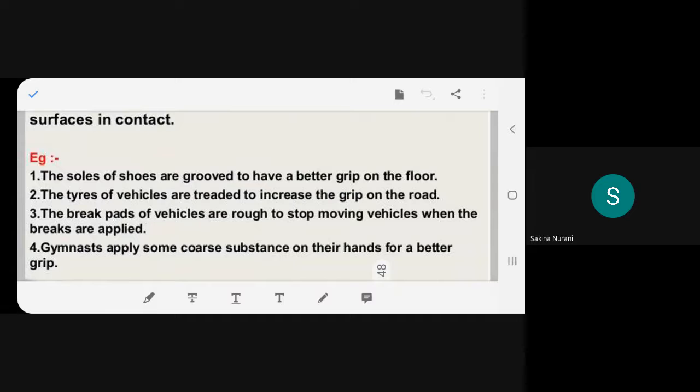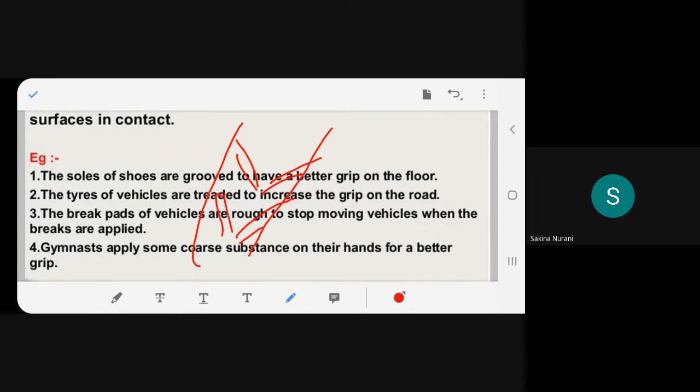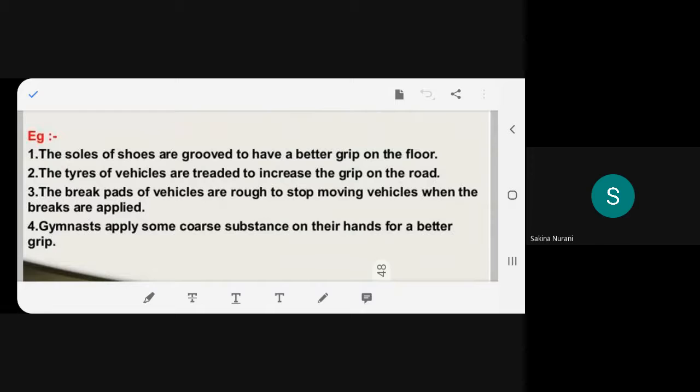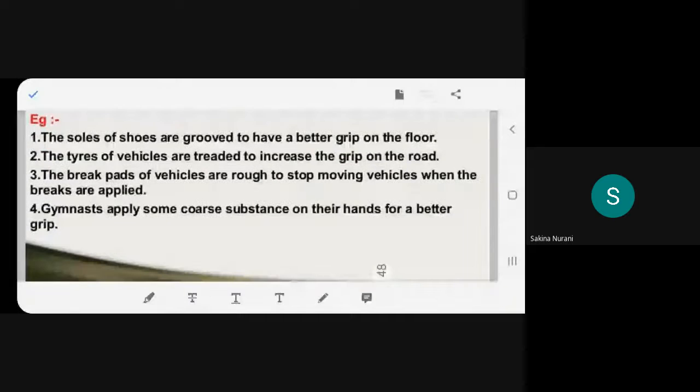Even the tires of vehicles are treated. That means this is a tire of a vehicle, and it is treated. Even it has got grooves. Yes, these are the tires. Yes or no? So, to increase the grip on the road, so it will not skid. Okay. Next, we have already talked about the brake pads. So why are brake pads used? To stop moving vehicles whenever the brakes are applied.